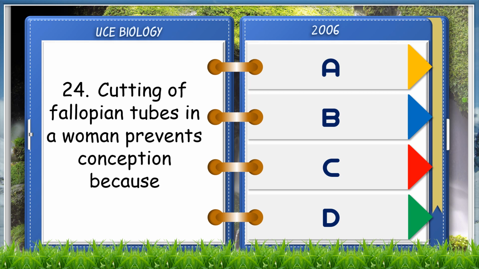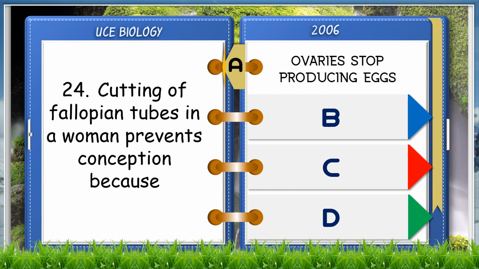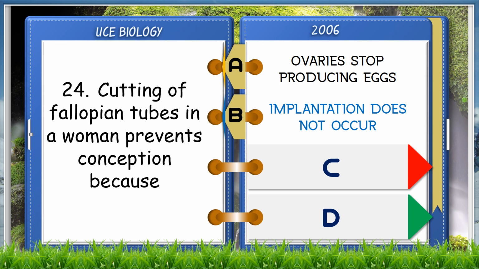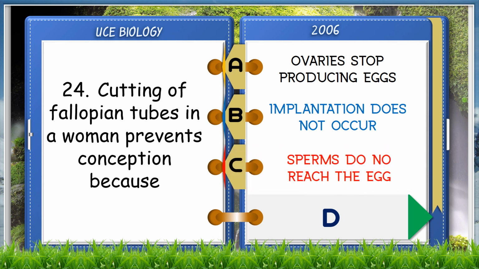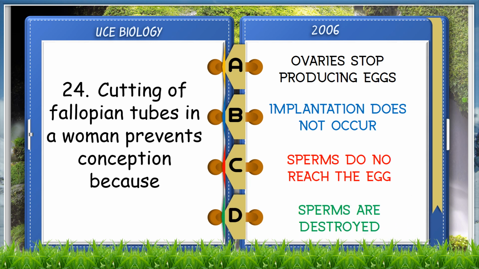Cutting of fallopian tubes in a woman prevents conception because A. Ovaries stop producing eggs. B. Implantation does not occur. C. Sperms do not reach the egg. D. Sperms are destroyed. The answer is C. Sperms do not reach the egg.